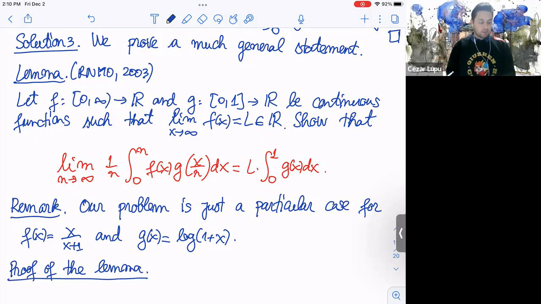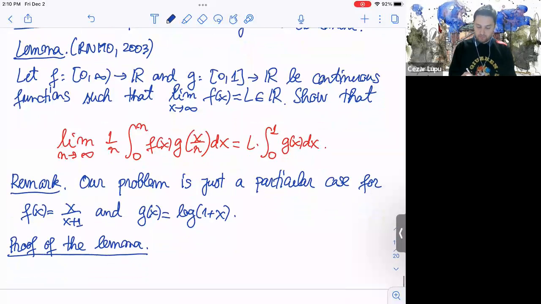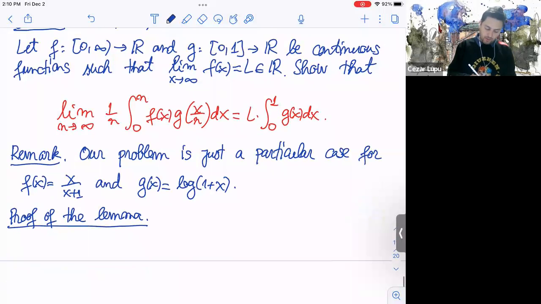All right. The proof of this lemma will be very, very instructive. It's a very nice proof. We're going to do a trick here. So first, let's look at this integral.